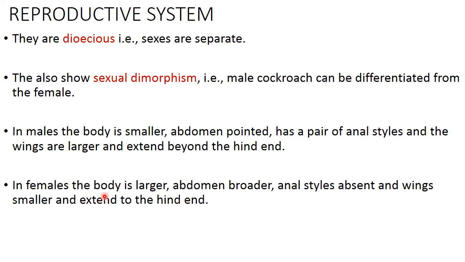लेकिन females में जो the body larger है, abdomen broader है because it has a brood pouch. Anal styles are absent here, which are present in the males, और जो wings है smaller है and will extend to the hind end only. It is not going to go beyond the hind end.